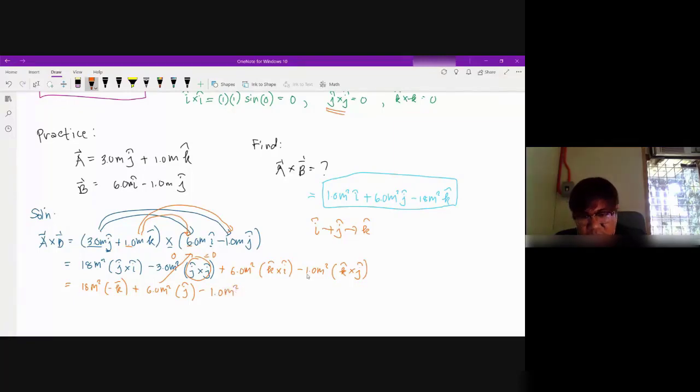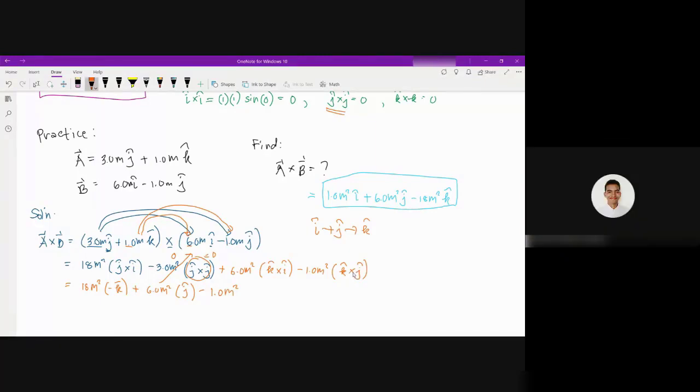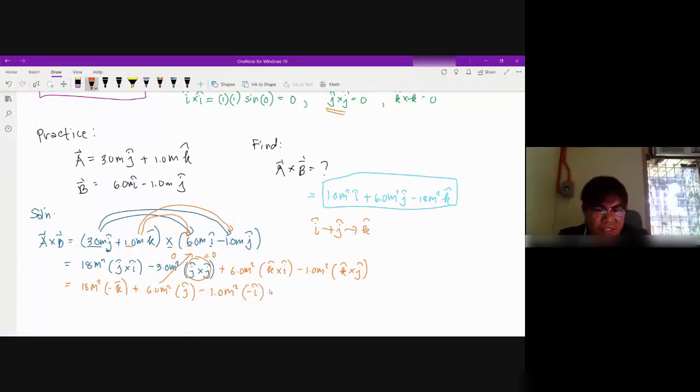1 meter square and then K cross J hat. Negative I hat, sir. Negative I hat. Okay, very good. So that's negative I hat.